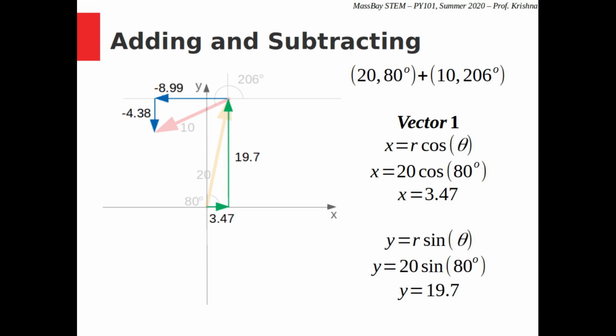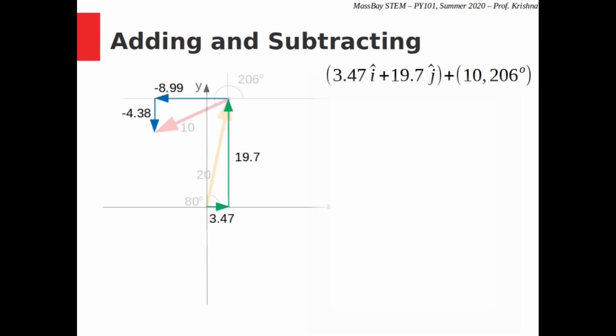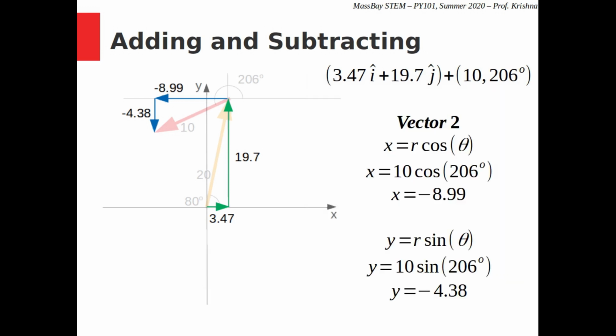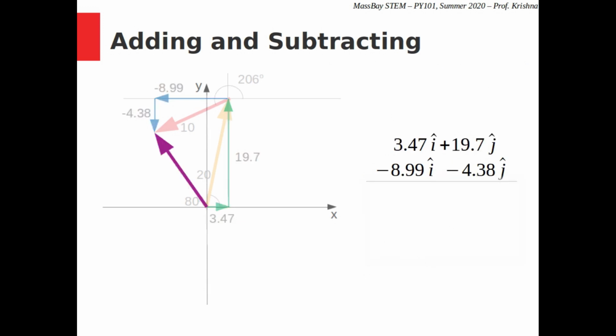When we convert it, we find the x component is 3.47 and the y component is 19.7. So the first vector can be written as 3.47 i hat plus 19.7 j hat. We can do something similar for the second vector. Its x component is negative 8.99 and its y component is negative 4.38. So we can write this vector as negative 8.99 i hat minus 4.38 j hat.